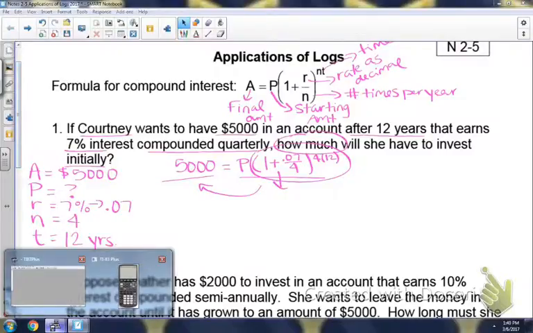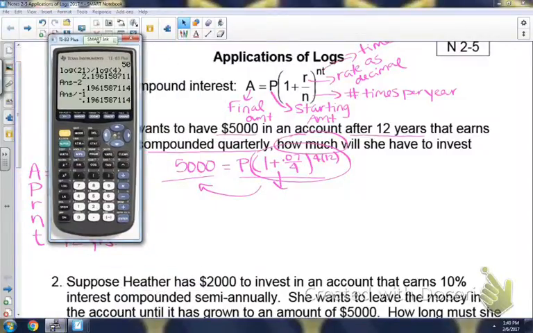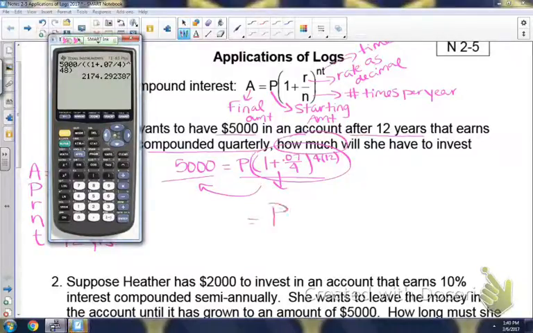So on your calculator, we're going to have 5,000 divided by, we need to put parentheses around all this. And then I'm going to go ahead and open up another set. 1 plus 0.07 divided by 4. Close that. And then I need to raise it to the 48th power. And then you should end up with your P. So P would equal, we're talking about money, $2,174.29. To check it, you can plug it back in. It should give you 5,000.